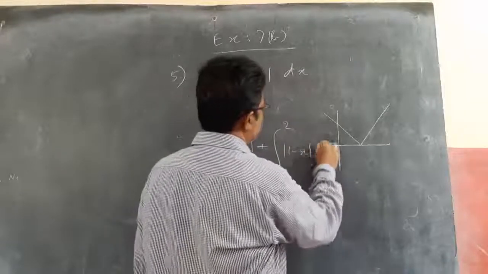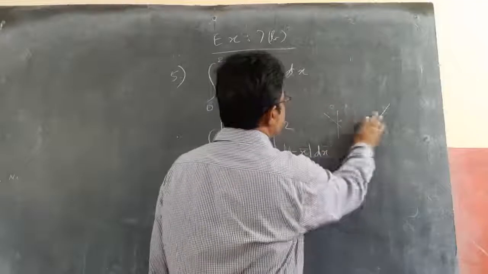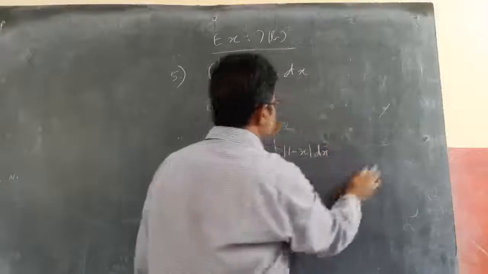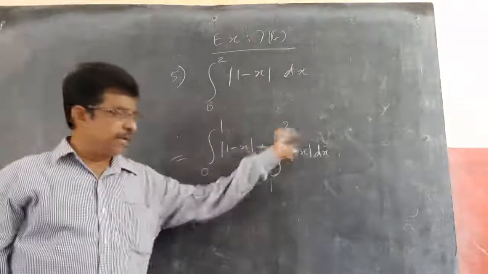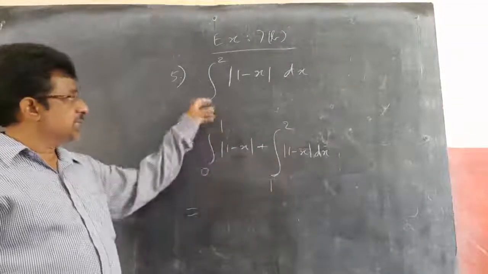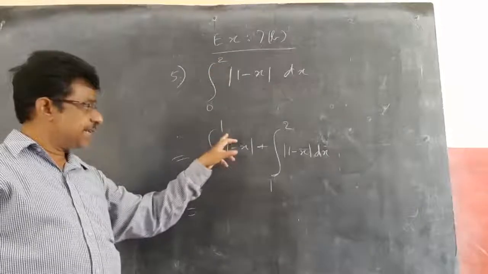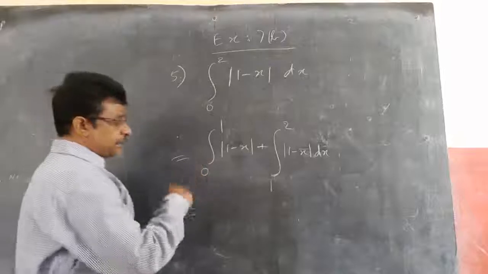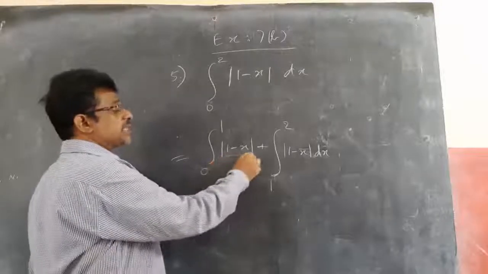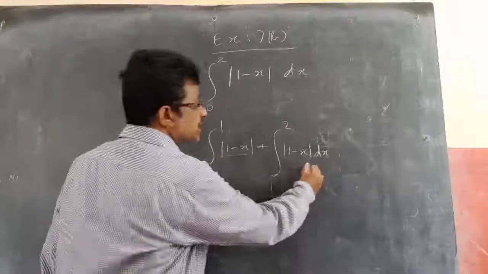So you can split like this, then integrate separately and add together. Like a to c, c to b, I am splitting: 0 to 2 is being split at 1. So why am I splitting? From 0 to 1 the function is positive, but from 1 to 2 the function is negative.